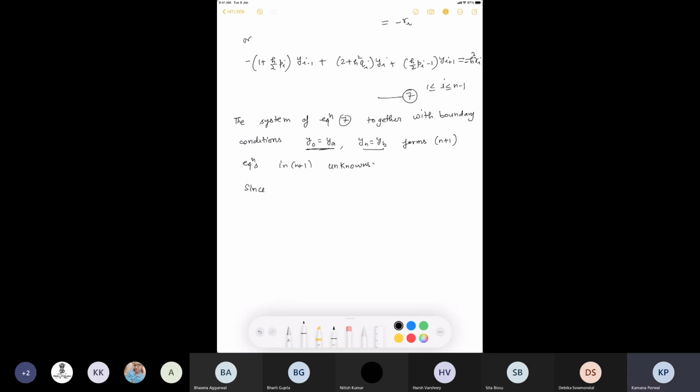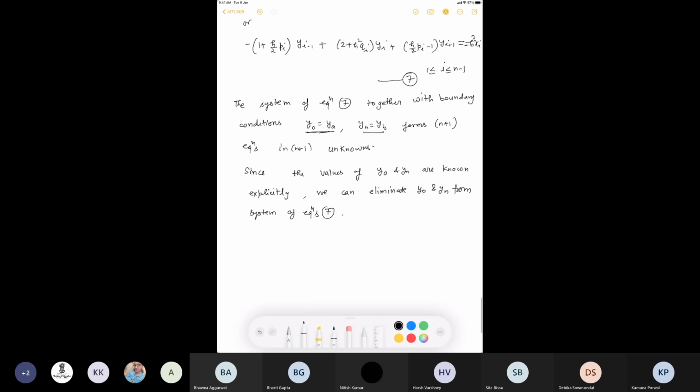Okay, so let's do that. Since the values of y0 and yn are known explicitly, we can eliminate them from this system of equations, which is 7, right?